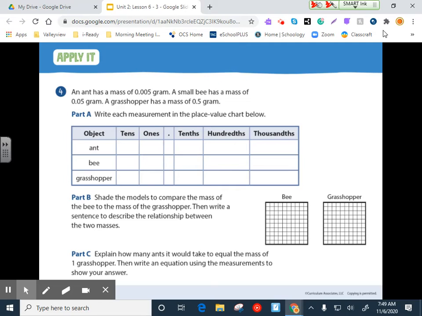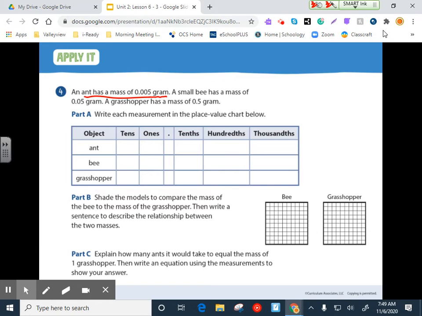All right, number 4, an ant. Oh, this is an interesting question. Very long and drawn out, but it's worth it in the end. Although they don't give you much room to write. But this feels like a science problem, so I like it. An ant has a mass of 5 thousandths of a gram. That's right here. Ant, 5 thousandths of a gram.